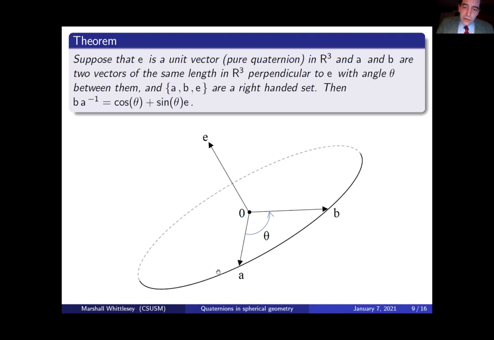And that is true even if you rotate A and B around this circle on the plane perpendicular to E. If the angle between this pair A and B is theta, then this quotient BA inverse is always cos theta plus sine theta E. And so this corresponds to e to the i theta in the complex plane.